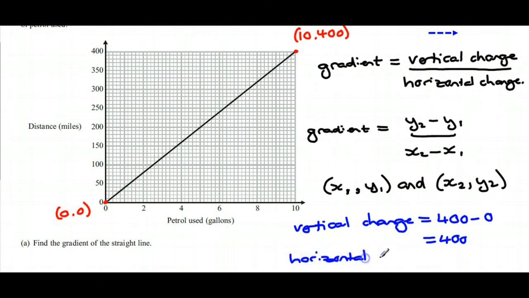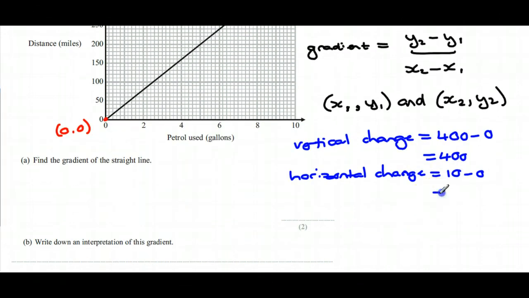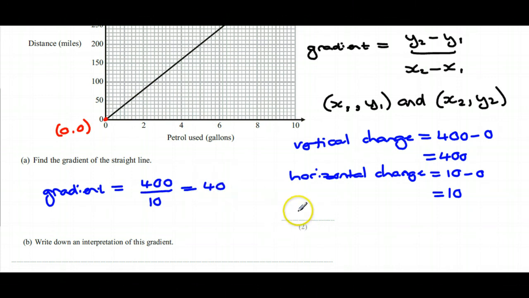The horizontal change is, well, it's gone across 10 for the first point and it's 0 for the second point. So horizontal change is 10. So what we're going to need to do to work out the gradient is do the vertical change divided by the horizontal change, gives us 40.